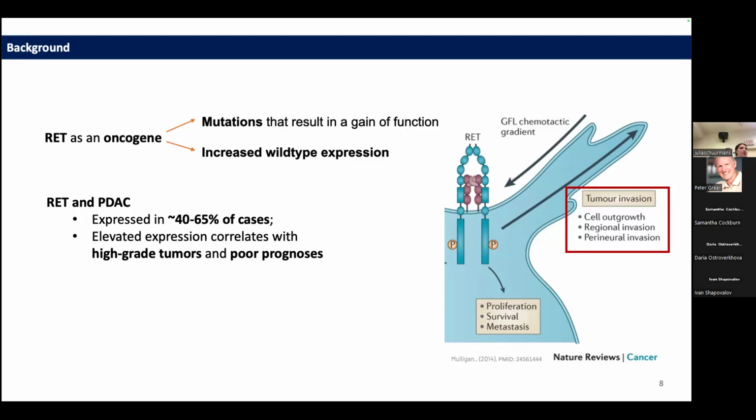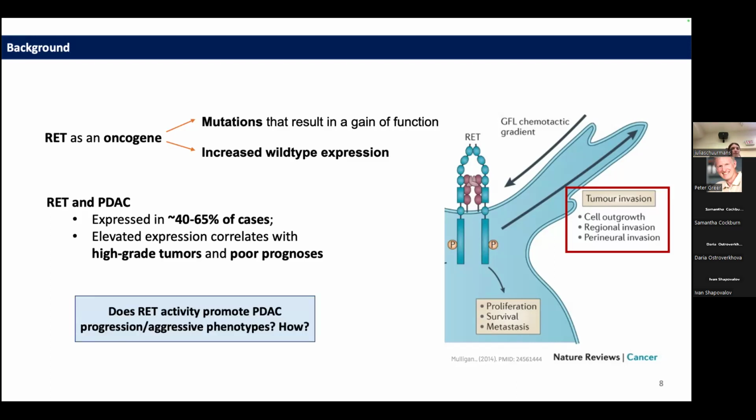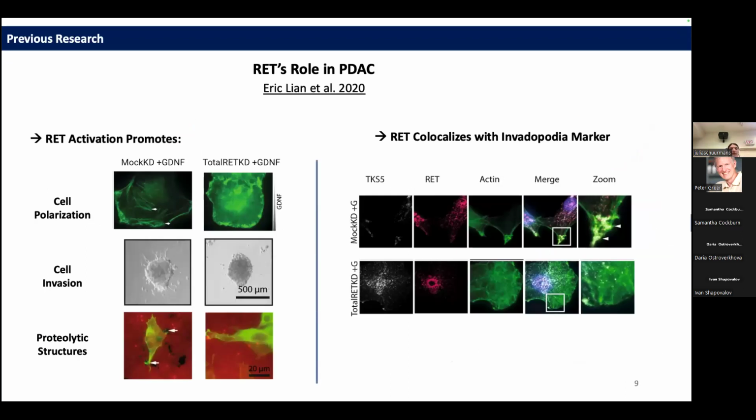So RET is expressed in approximately 40 to 65% of cases, where elevated expression has been shown to correlate with higher grade tumors and poorer prognoses. So this makes us ask the question: does RET activity promote PDAC progression and aggressive phenotypes? And if so, how? A previous PhD student from the lab, Dr. Eric Lian, addressed these questions by exploring the role of RET in PDAC cell invasion and other functions using in vitro models.